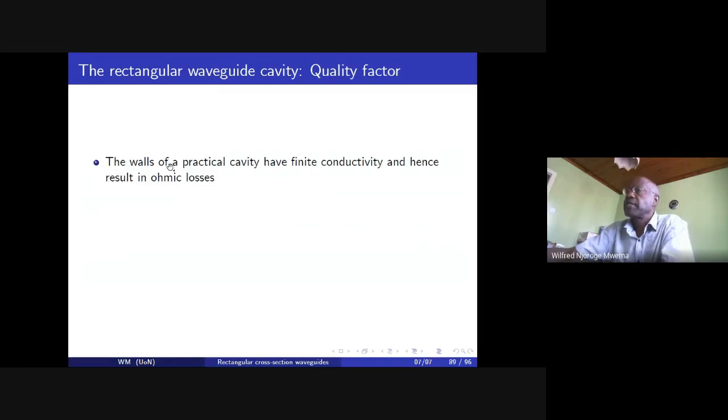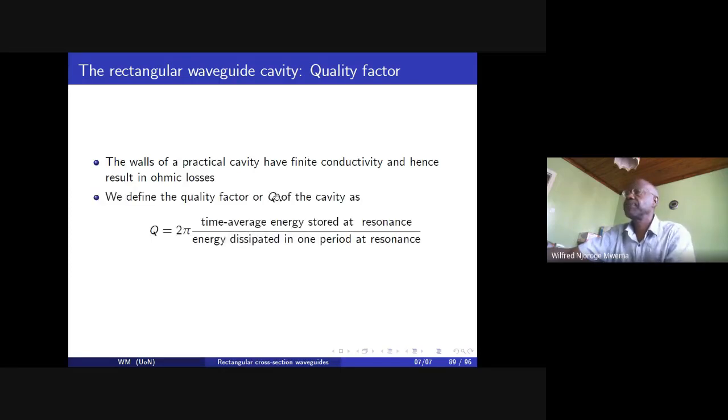The walls of a practical cavity have finite conductivity, and therefore will have ohmic losses in them, especially as the field penetrates into the walls. We define the quality factor of the cavity as 2π multiplied by the time average energy stored at resonance divided by the energy dissipated in one period at resonance.